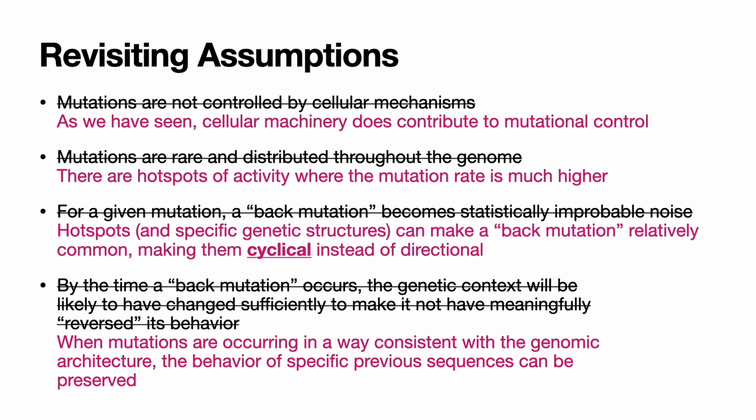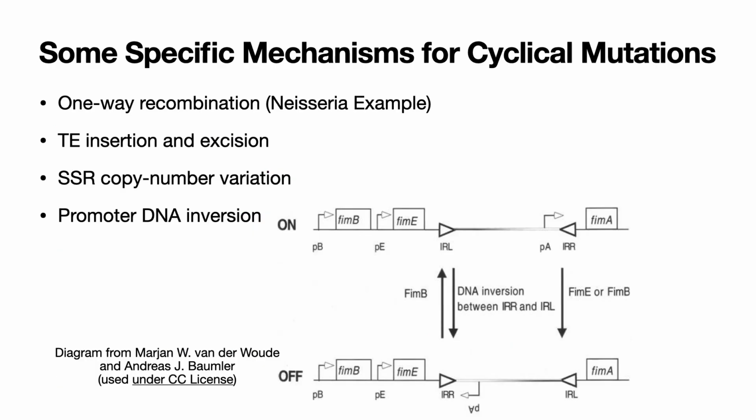So that makes mutations cyclical rather than directional. And then what we'll talk about in the next section is when mutations are occurring in a way consistent with the genomic architecture, the behavior of specific previous sequences can be preserved even as other mutations accumulate. So let's talk about these mechanisms of cyclical mutation.